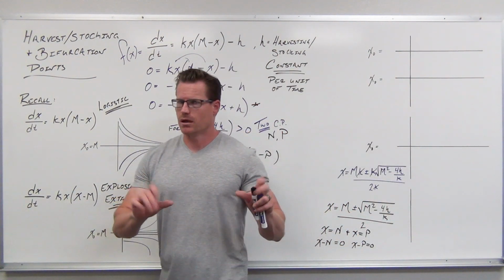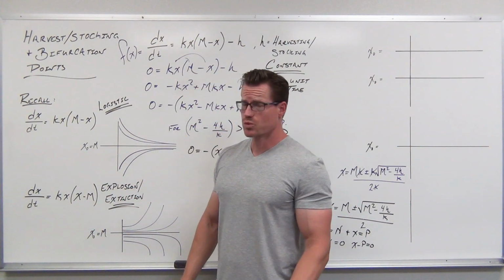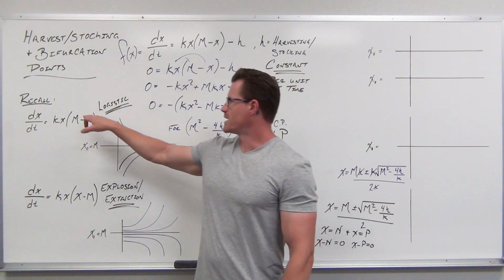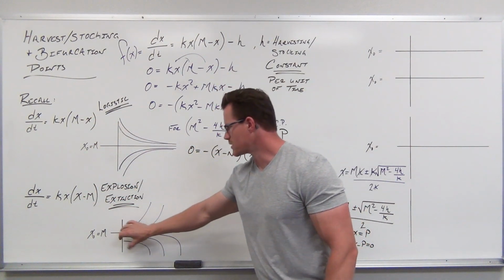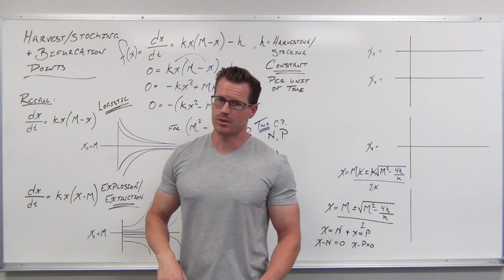So one more time, I know I've done this 3 times already, but it's really important that you get it. Logistic equation has your m first, explosion extinction has your m last. This is going to create a funnel. This is going to create a spout for you. We talked about why a couple times already.